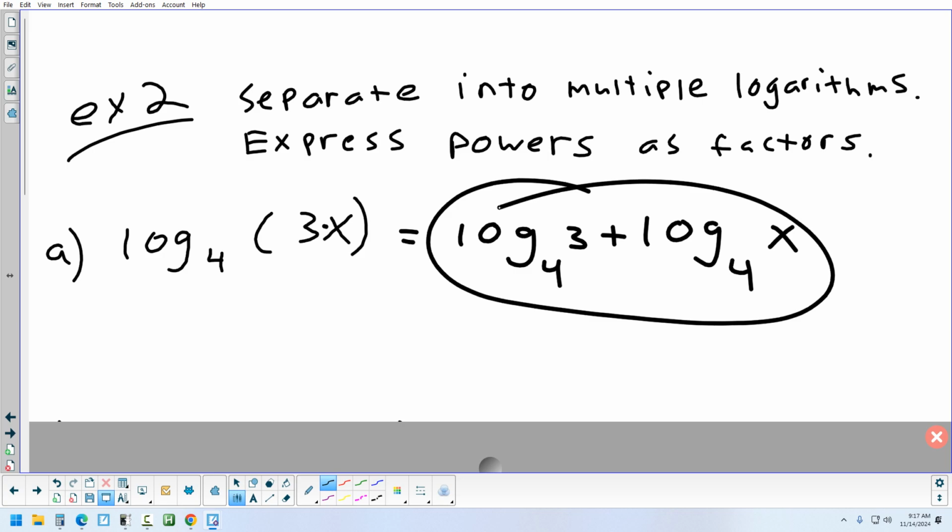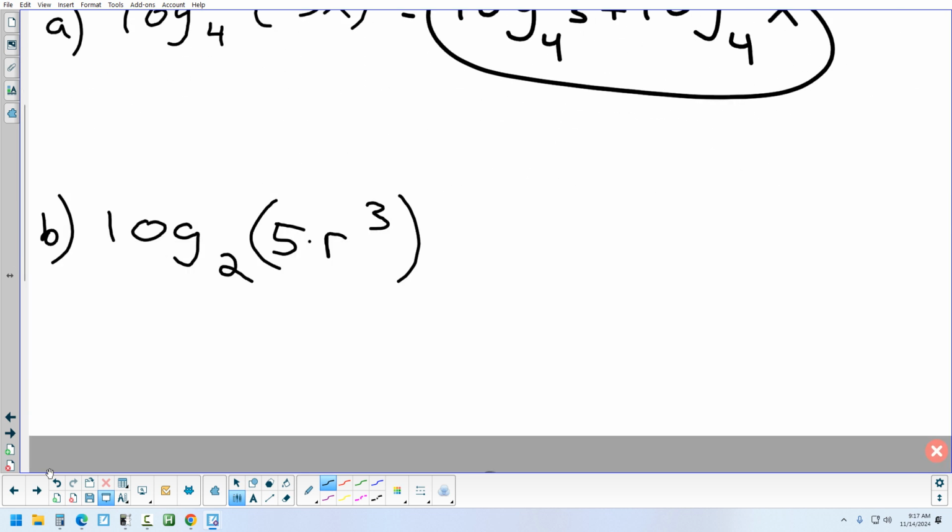A lot of times we prefer to combine logs together, so we want to do the reverse of this, which we'll practice too. But sometimes we need to split them up. I guess it depends on the problem. All right, let's try this one.